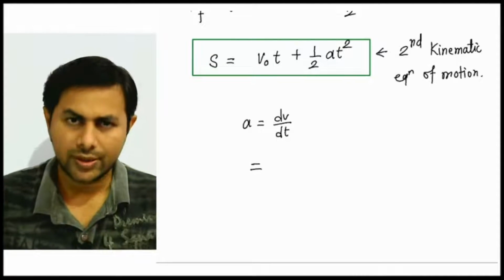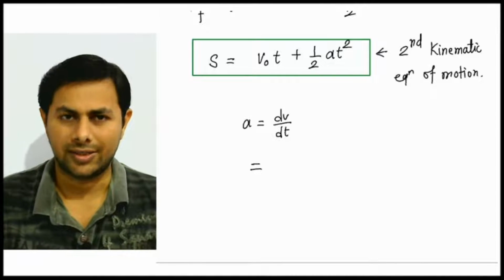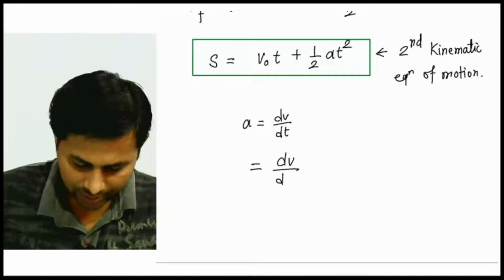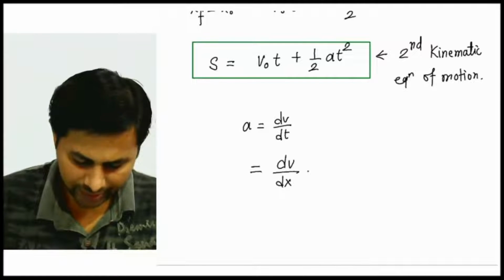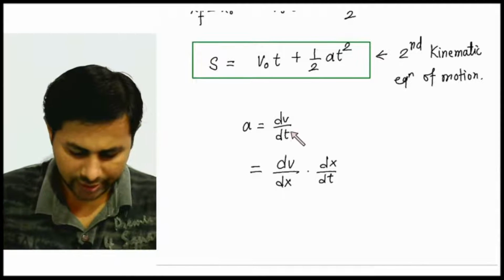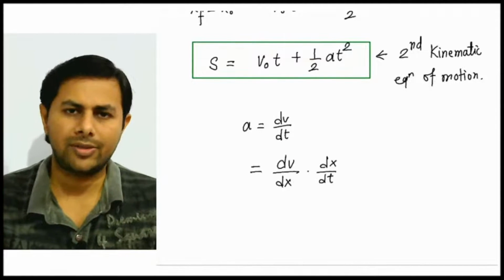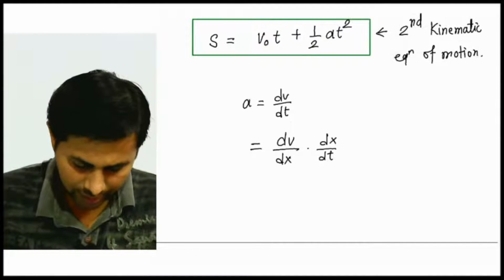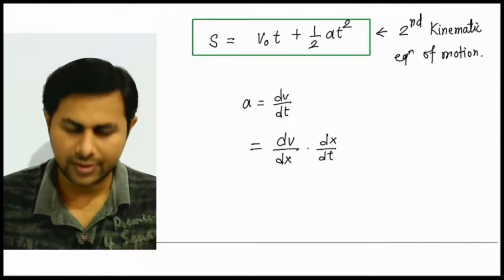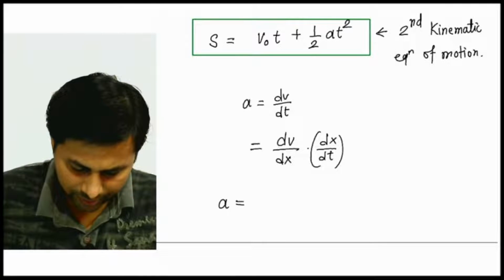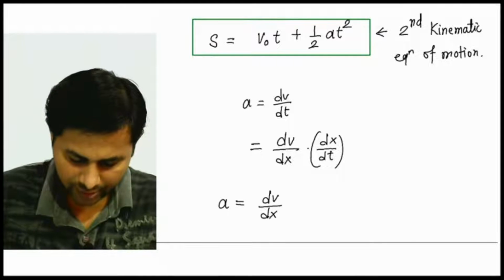Okay, but we want relation between the velocity and displacement, that is velocity and position. So what we do is we do change of variables. Okay, and this is an important step. So what I will do is I will multiply and divide by dx. So we have dv by dt. So I'm dividing by dx and I'm multiplying by dx. This is done to remove variable t. Okay, to replace variable t with position. So now we know what is dx by dt. Dx by dt is velocity. So this term can be written as v. So we got a equals dv by dx times v.